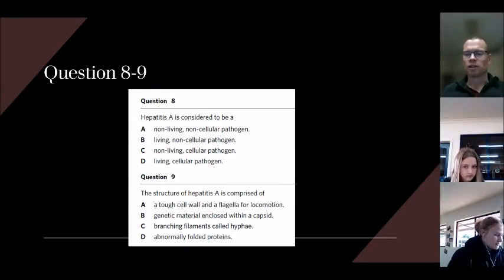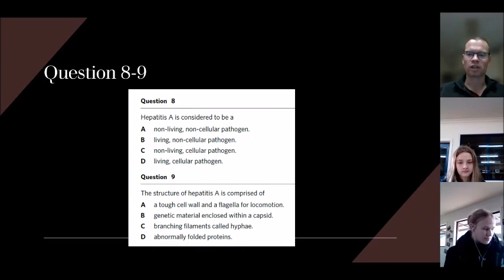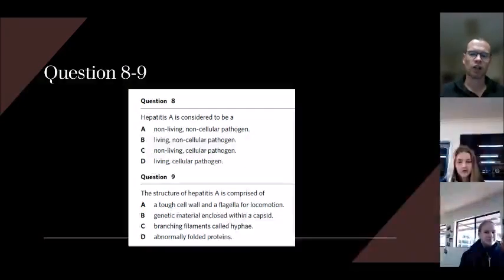This then drills into that question we looked at before. It's sort of just rewording it in a different way. The structure of hepatitis A is comprised of. B. Yep. What do you think, Paige? I got no idea. All right, well, let's work through the options. Let's talk about what each one is. So a tough cell wall with a flagella for locomotion. Keeping in mind this is a virus, does that sound right? No.